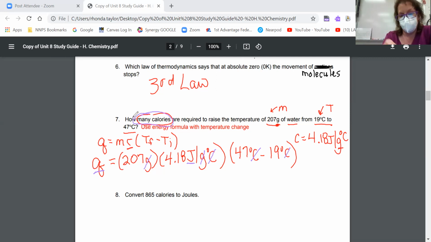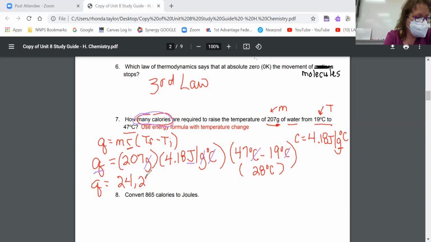But look what it says. They want calories. So we're going to have to convert to calories in the end. But anyway, let's get to that first. So Q, if you do the math, you can put this in the calculator first. That's 28 degrees when you do the subtracting. And you multiply 207 times 4.18, and then by 28 degrees Celsius, you are going to end up with 24,227 point, and you can round this if you want, joules.